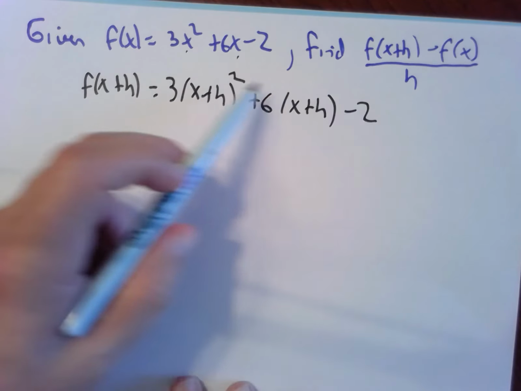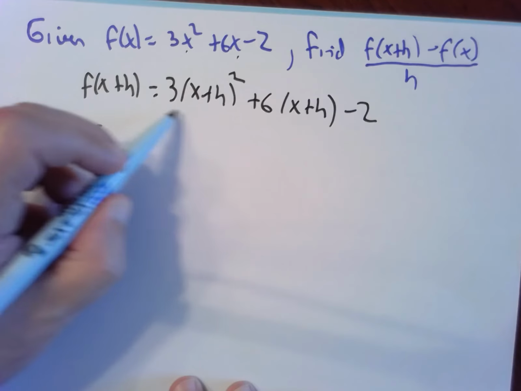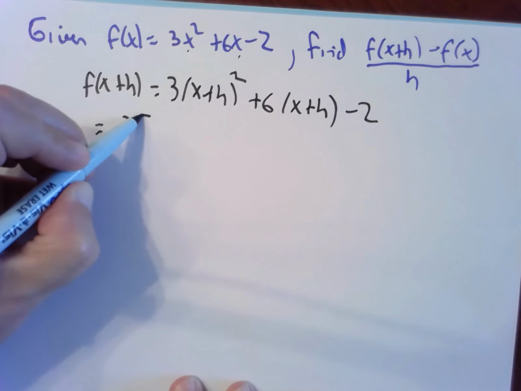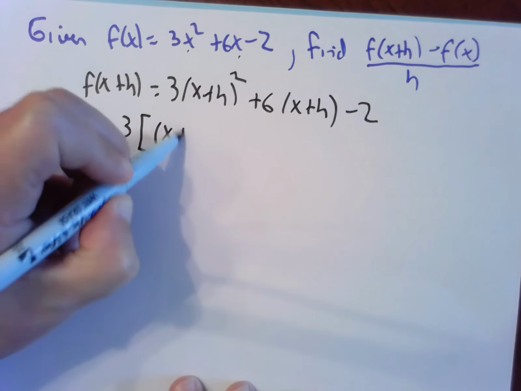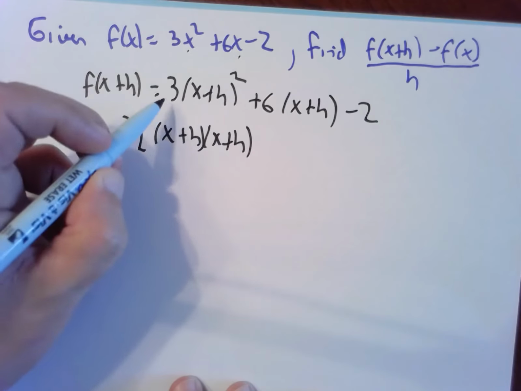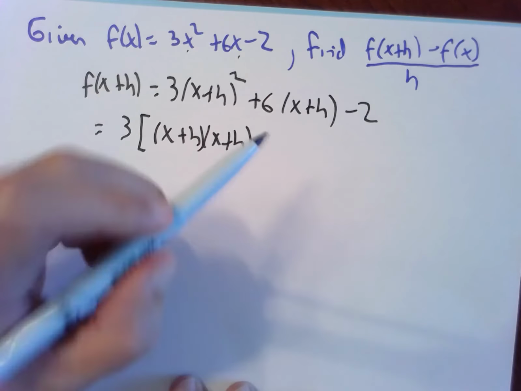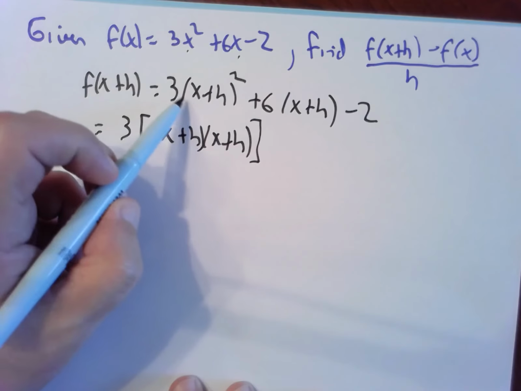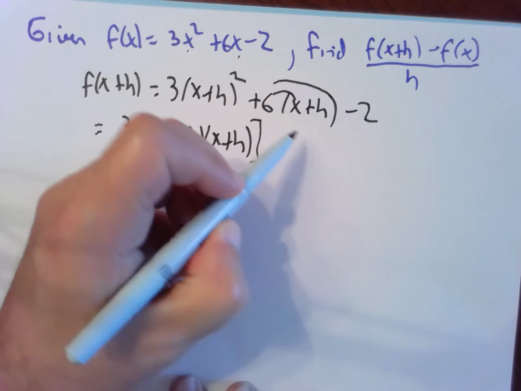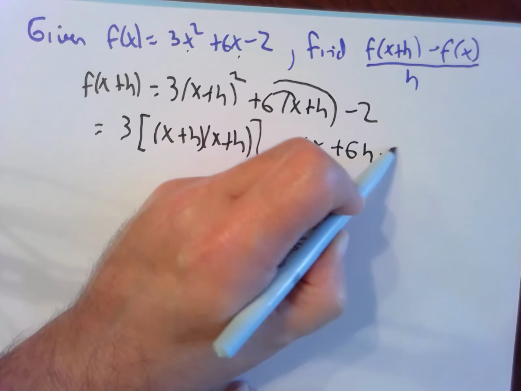Now I have to do all my cleaning up, do some simplifying. So let's worry about this x plus h squared. So we'll have 3 times x plus h times x plus h. Don't distribute the 3. Order of operations. You have to square the x plus h first. Then we'll distribute the 3. We can go ahead and distribute the 6 now, though. So we'll get a plus 6x plus 6h minus 2.